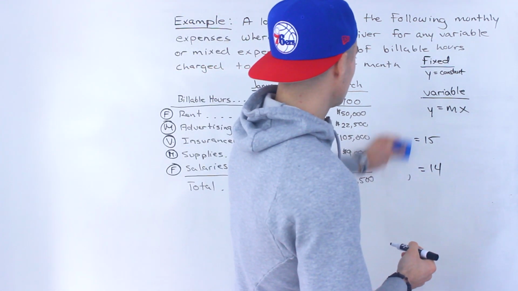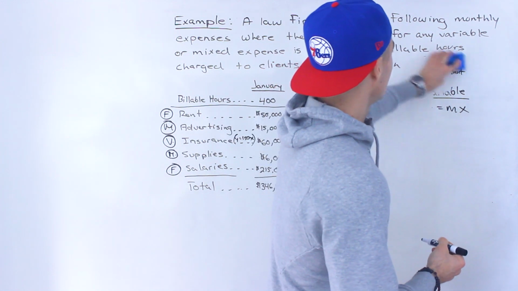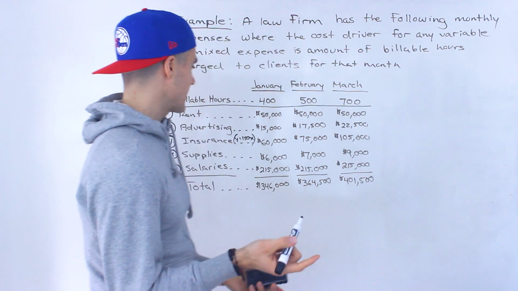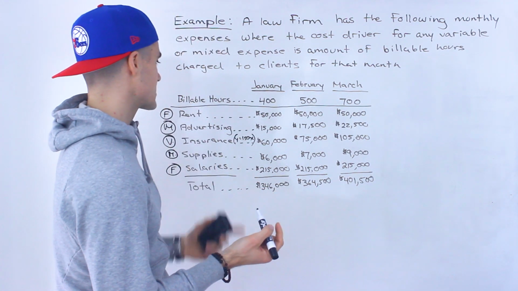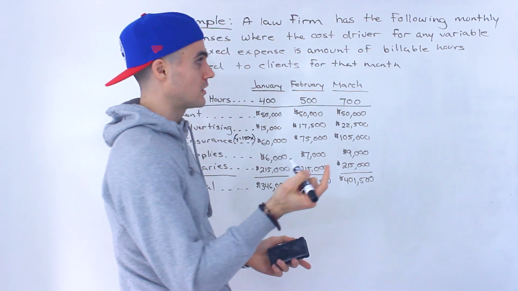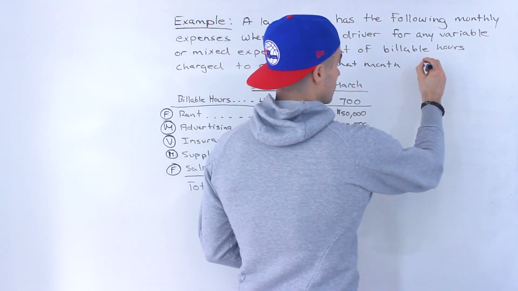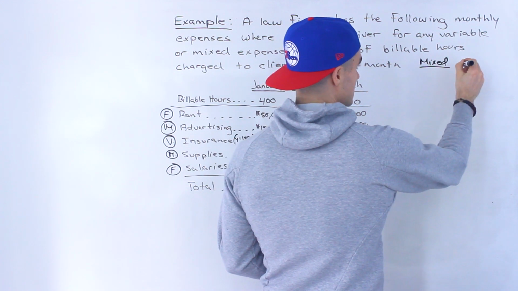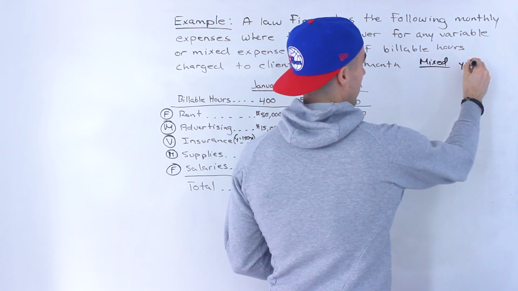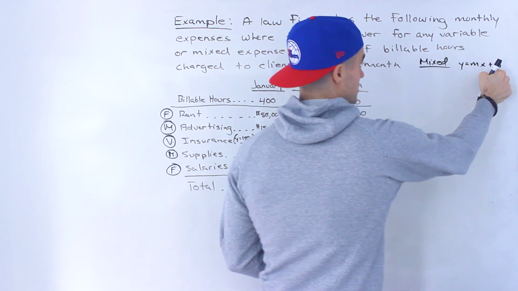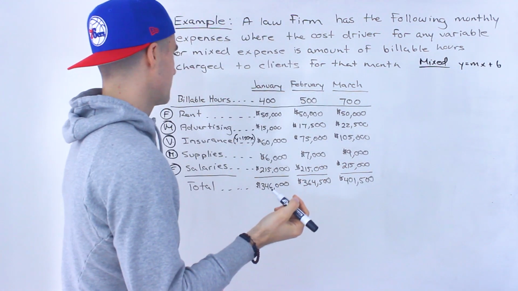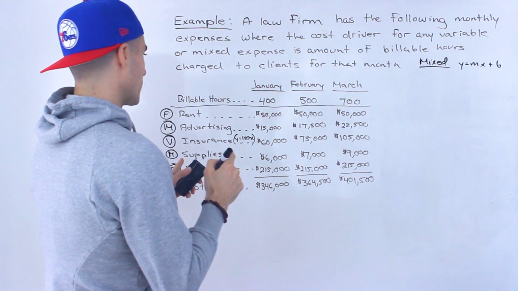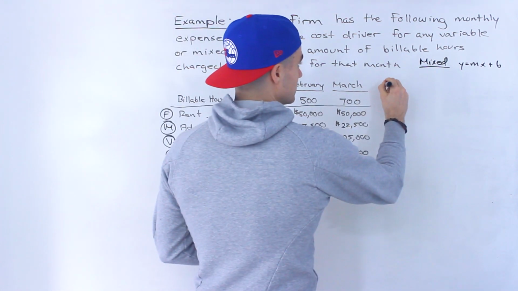Now for number two, what we got to do is take each mixed expense, which in this case it's advertising and supplies, and we have to come up with a cost formula for them. So remember, a mixed expense is going to be in the format Y equals MX plus B. There's going to be that fixed portion there. And so to find a cost formula, let's start with advertising.